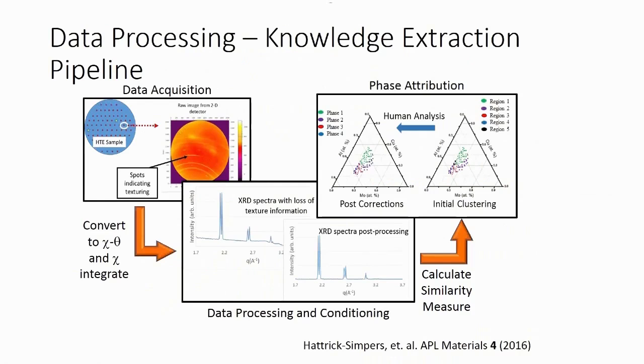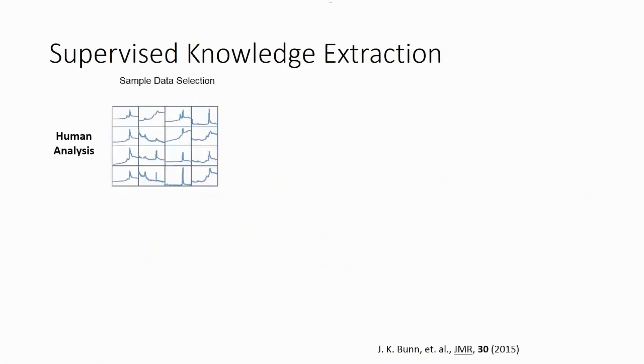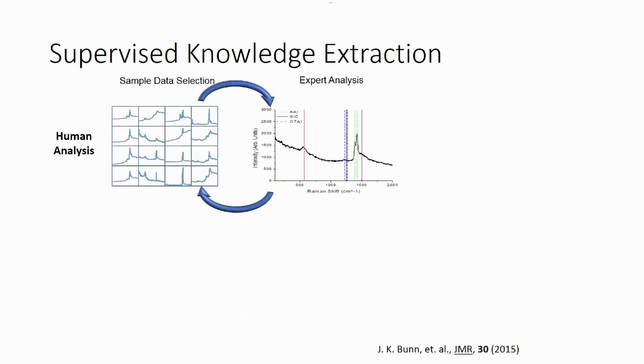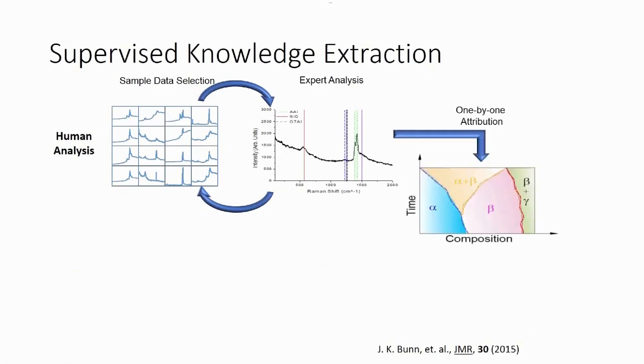There are a couple of different ways that we've done this over the past couple of years. One of those is to use supervised knowledge extraction. The idea being here that humans look at these patterns, pick out particular features and say, that one's alumina oxide, that's nickel oxide, that's gamma alumina oxide. And then from that, they can build up this composition versus time or temperature phase map that tells us about the stability of the material.